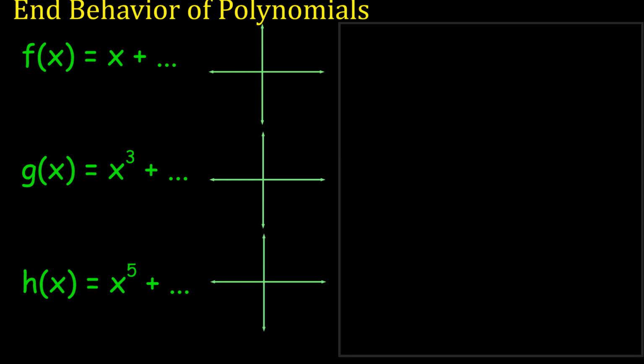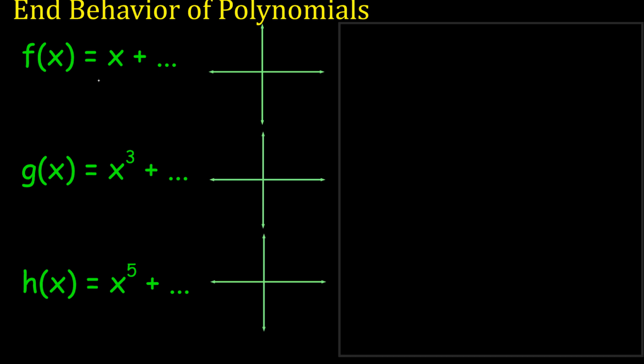All right, and here we're going to talk about end behavior of polynomials. End behavior really is talking about what's happening on the far left and what's happening on the far right of a graph. So let's start out with a couple fairly familiar ones.